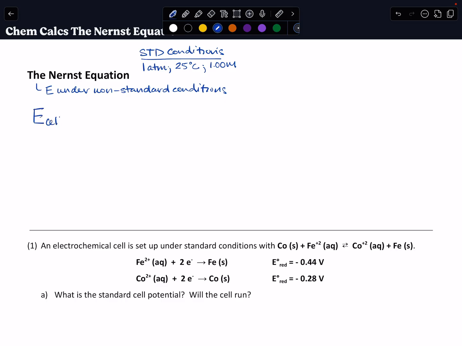Well, that non-standard cell potential is going to be equal to the standard cell potential minus R times the temperature over N times Faraday's constant. Remember, N is the number of moles of electrons being transferred by that redox reaction. And then that is multiplied by the natural log of our reaction quotient. And that reaction quotient is where we are able to correct for non-standard gas partial pressures or non-standard solution concentrations.